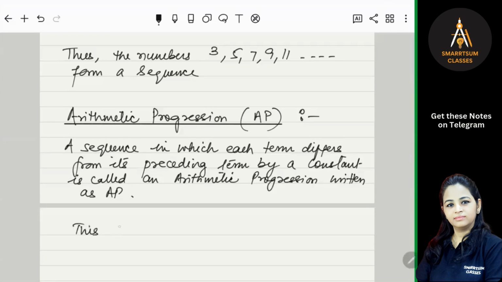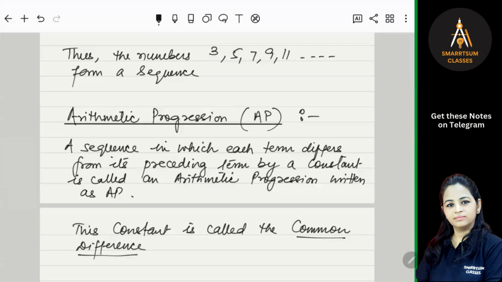This constant is called the common difference. Okay, it's called the common difference. Okay, so this difference between a term and its preceding term, which is a constant, that is a common difference, okay, of the AP. Common difference of the AP.